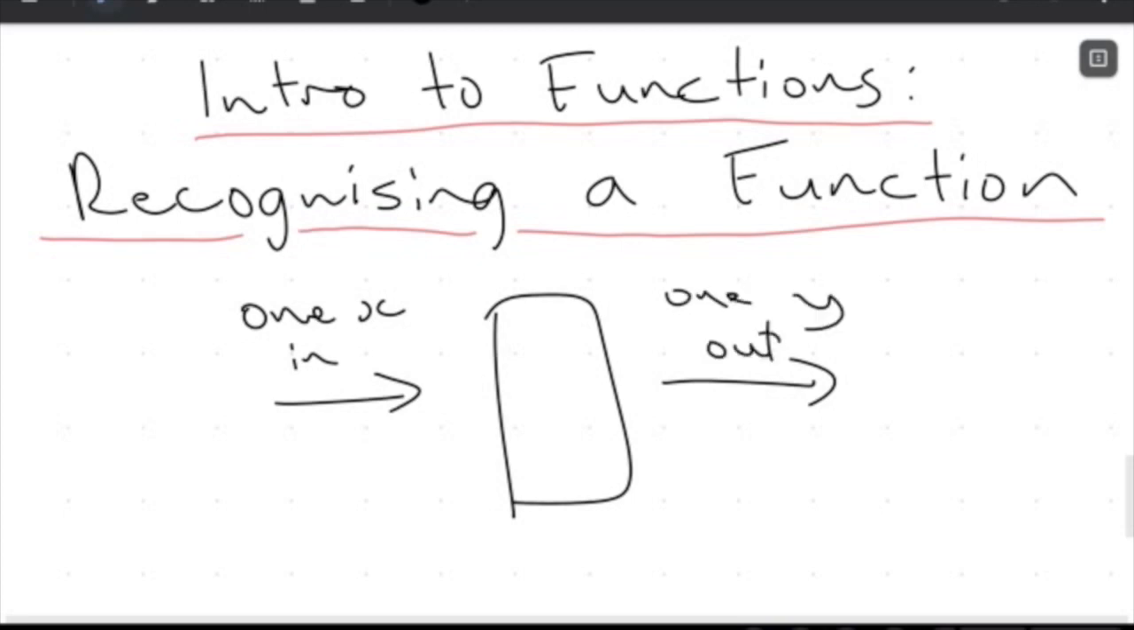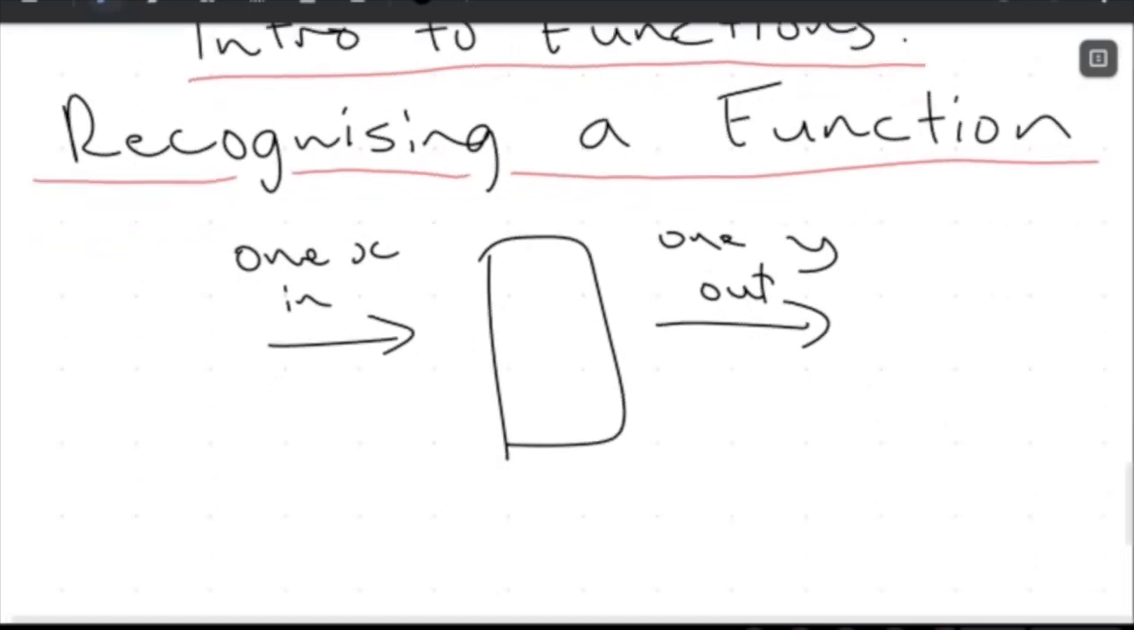Now we're going to continue with this idea, but just apply what we've learnt to a couple of practice questions. So hopefully this will be a relatively quick video, just so we can practice what we've learnt here. Now, we're going to do a couple of examples. We want to identify which of these are functions.